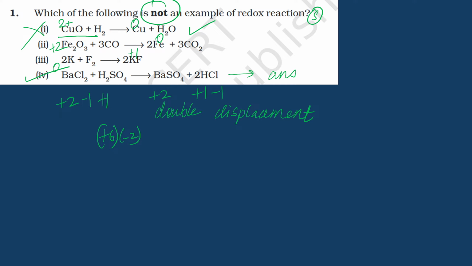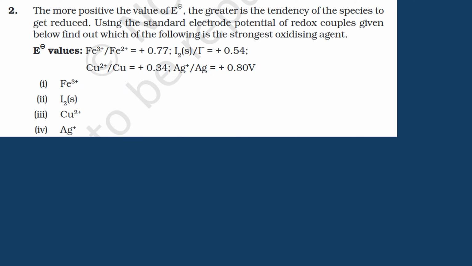Question number 2. The more positive the value of E naught, the greater is the tendency of the species to get reduced. Okay, we'll digest that question, that first statement. Using the standard electrode potential of redox couples given over here, which of the following is the strongest oxidizing agent, which means that it likes getting reduced. I like writing that down, but likes getting reduced, right? मैं इसको लिखना चाहता हूँ ताकि you have this in your mind.